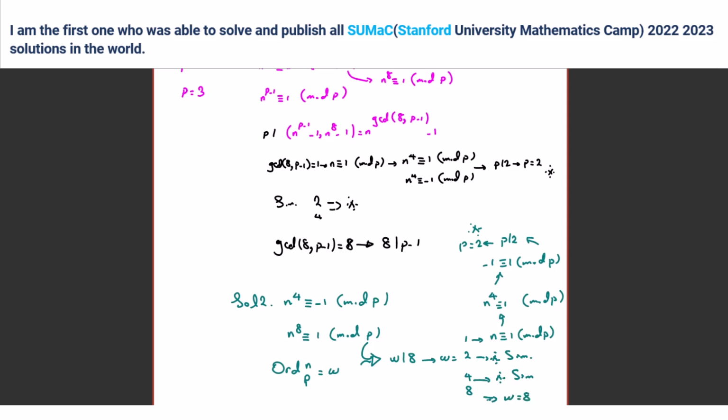Look, this approach is useful in many problems. You can do all these things in your mind. When you see n to the 8 is 1, the order divides 8, but it cannot be 4 or 2 or 1 because of this. So the order W is 8, right?